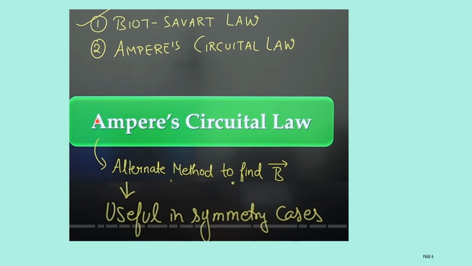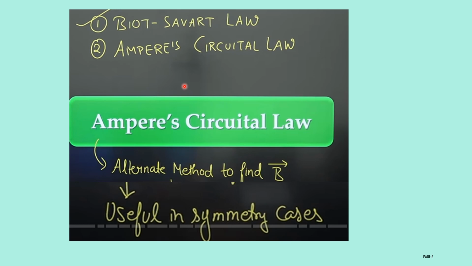Next one is Ampere circuit law. This law is useful to find out the magnetic field. This is the alternative method to find out the magnetic field. B, here the magnetic field, is indicated by B. The magnetic field is a vector quantity. It has both magnitude and also direction.